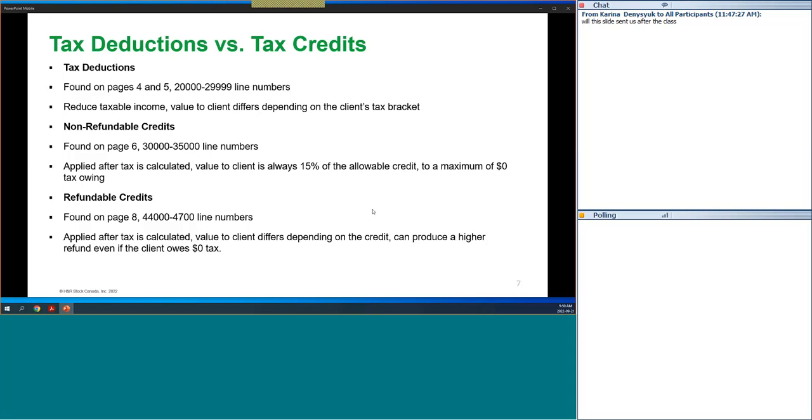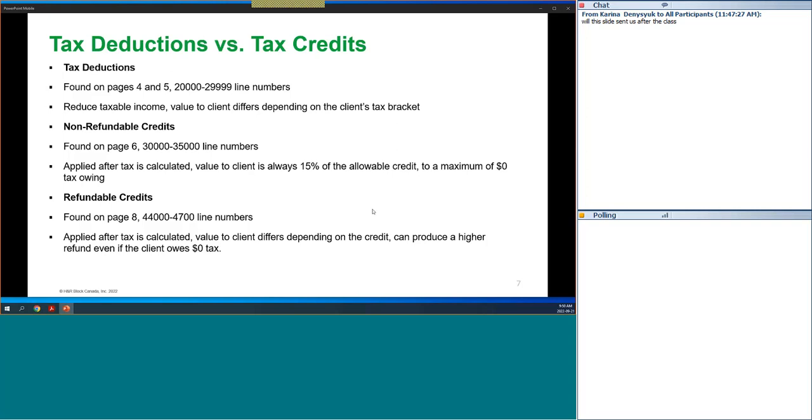We're going to learn that those values can change today because one of the ones we're going to talk about, the eligible educator school supply tax credit, used to be refunded at 15%. This year is being refunded at 25%. So it used to be if you had $100, you get $15 back. Now if you have $100 of that credit, you're going to get $25 back. Okay? And then even if the client owes 0 tax, you still get money from a refundable credit.